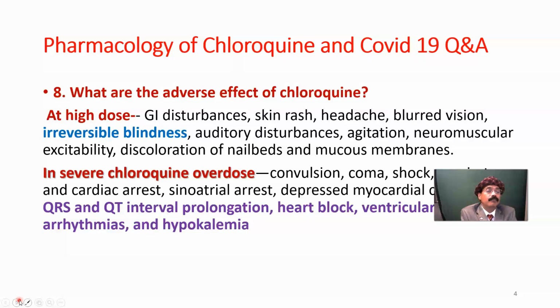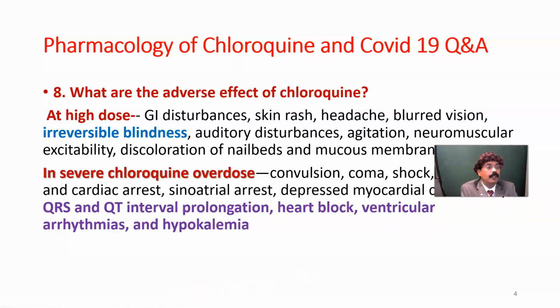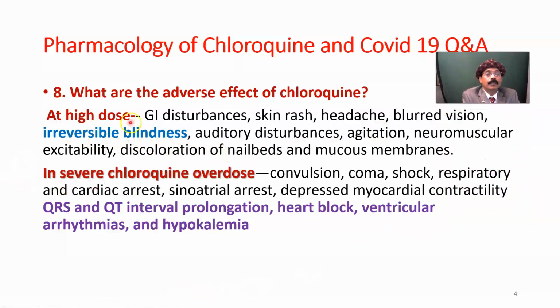So what are the adverse effects of chloroquine? At high doses, it causes gastrointestinal disturbances like diarrhea and abdominal cramps. Skin rash, headache, blurred vision, and irreversible blindness are a possibility, so a person taking chloroquine should have an ophthalmologic consultation. Auditory disturbance, agitation, neuromuscular excitability, discoloration of the nail bed and mucous membranes.